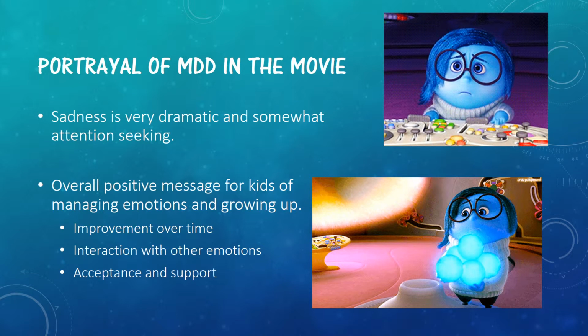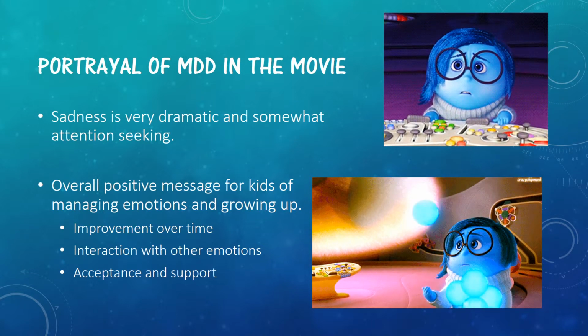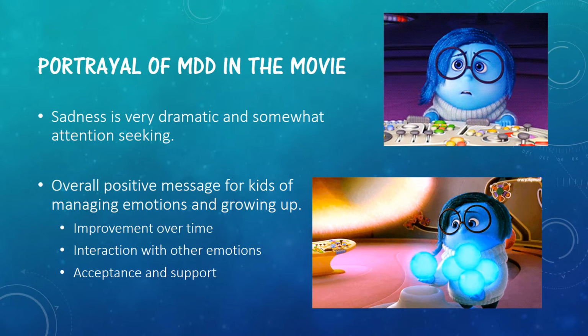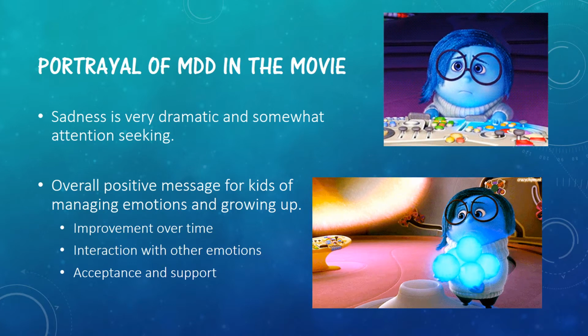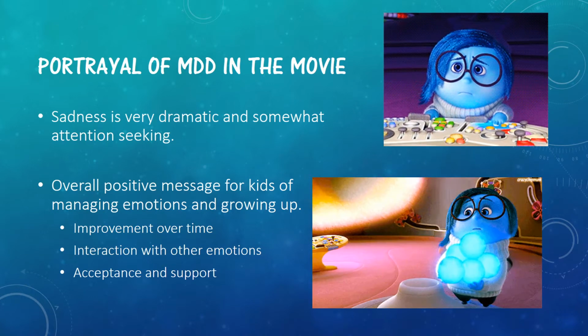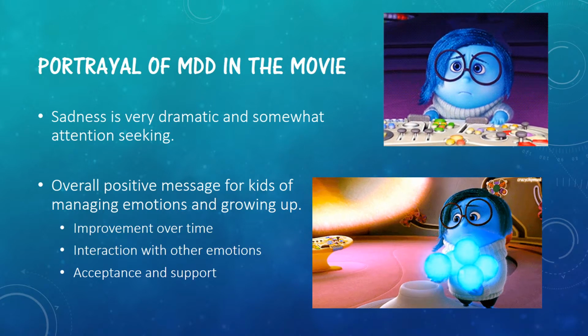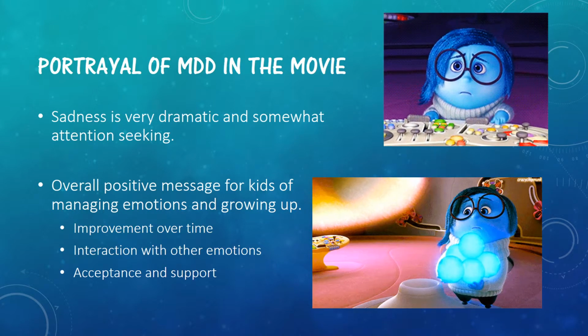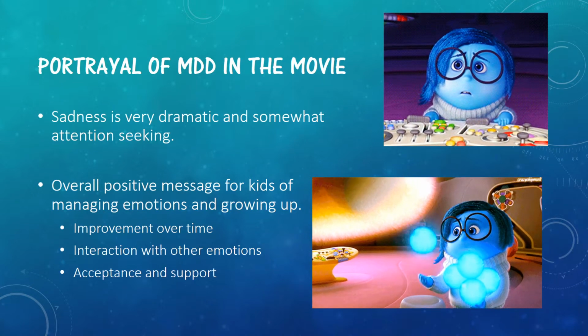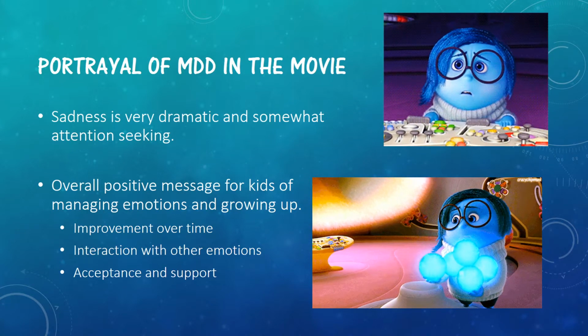You see that she improves in her condition over time with more rational thinking styles, and you begin to see this interaction with other emotions, which would teach kids not to focus on something like sadness, but also not just joy or anger. Then there's also this idea of acceptance and support by the other emotions, which would be really important if children begin to interact with people who have mood disorders.